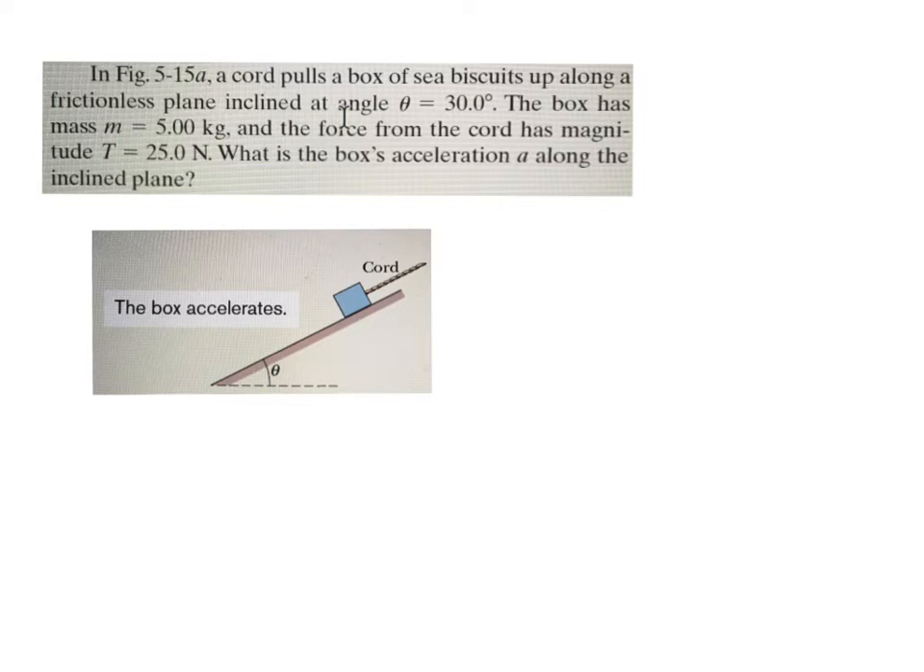Alright, so in figure 5.15a, a cord pulls a box of sea biscuits up a long frictionless plane inclined at 30 degrees. The box has a mass of 5, the force from the cord has a magnitude of T equals 25 newtons, and it asks what is the box's acceleration A along the plane.